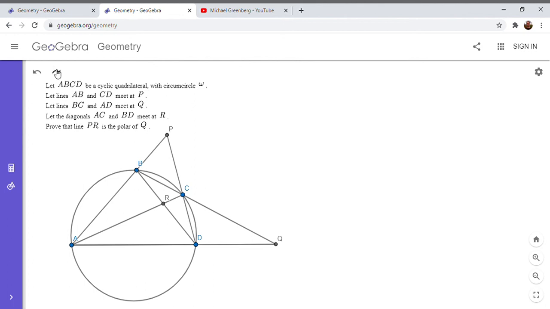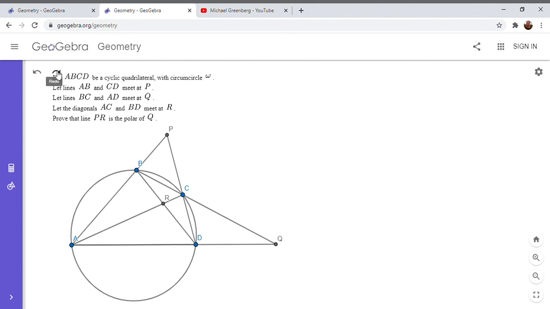All right, so here is how the proof goes. So we want to show that the line PR is the polar of Q. But what I'm going to do is draw the line PR, and let it meet BC and AD at points E and F. Okay? So what I'm actually going to try to do is show that the line EF is the polar of Q, which would be the same thing.